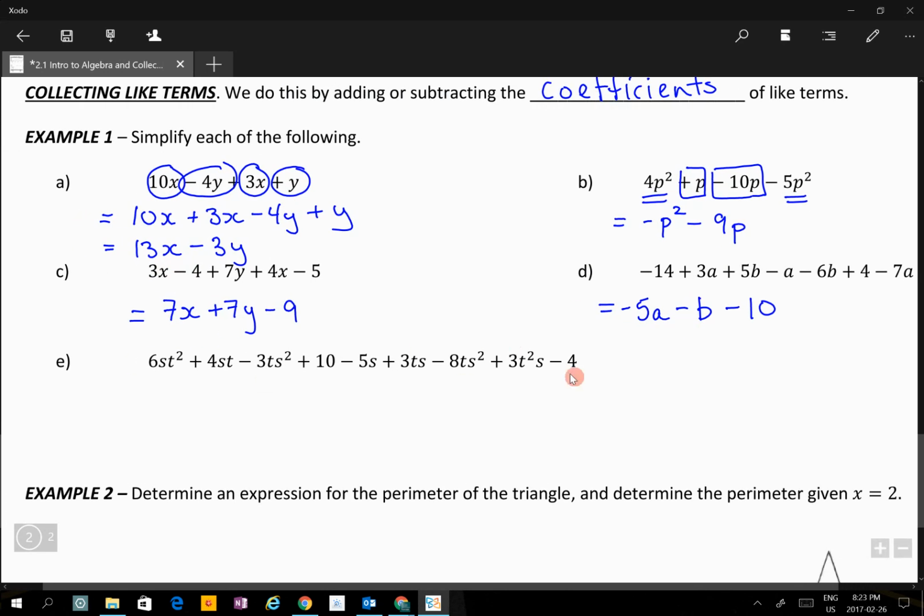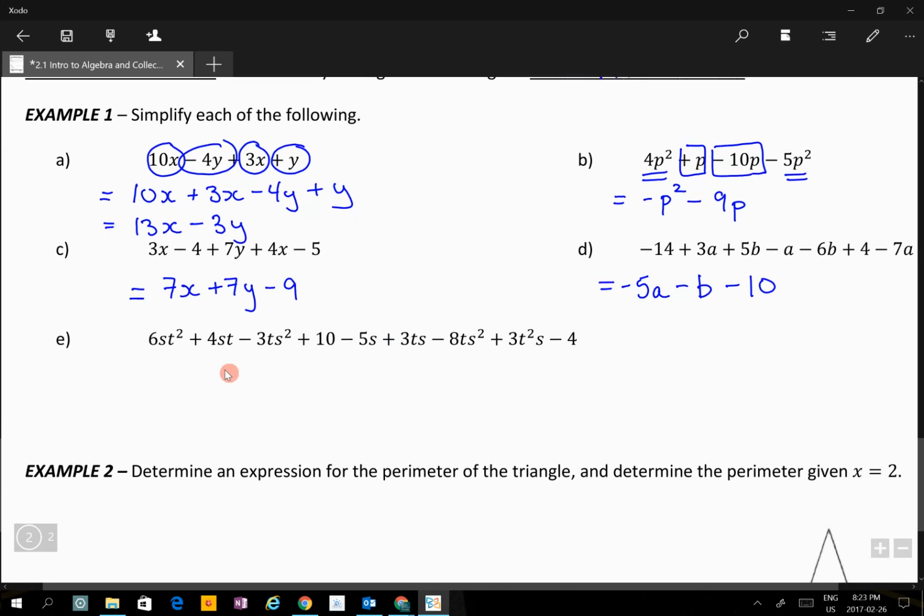Last one here. Quite a bit more complicated, so take your time with it. Look at the terms that are like. So I have 6st squared. I have to find in the rest of this polynomial what looks like s and t squared. Here I have st. Here I have ts squared. Not like terms because they have the same variables but different exponents. I have to keep looking.